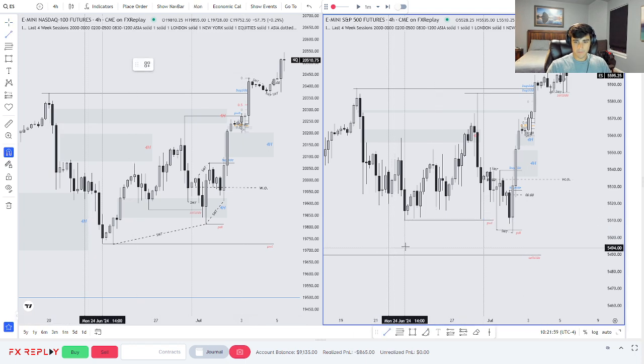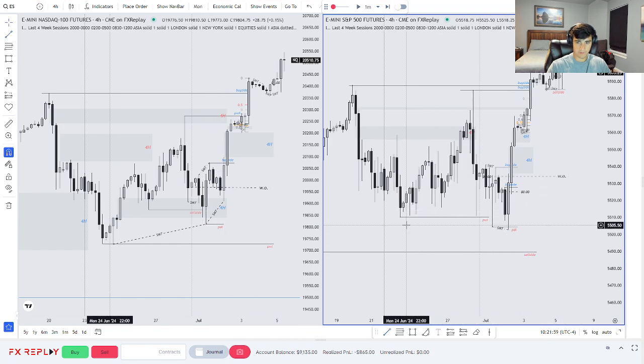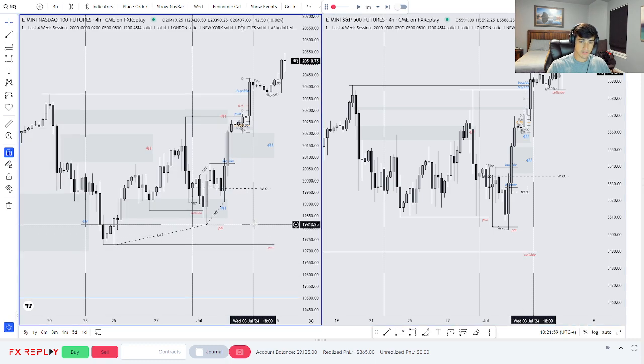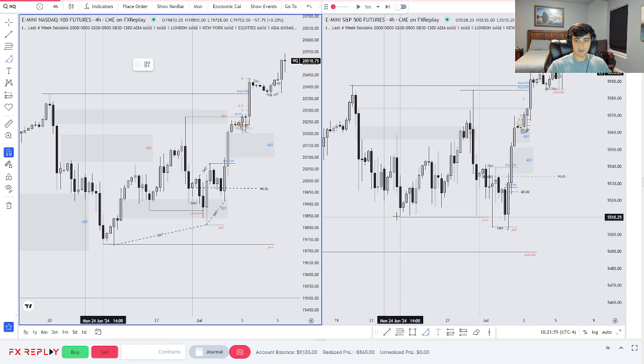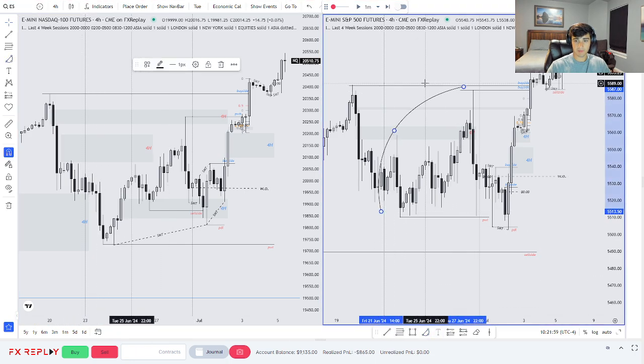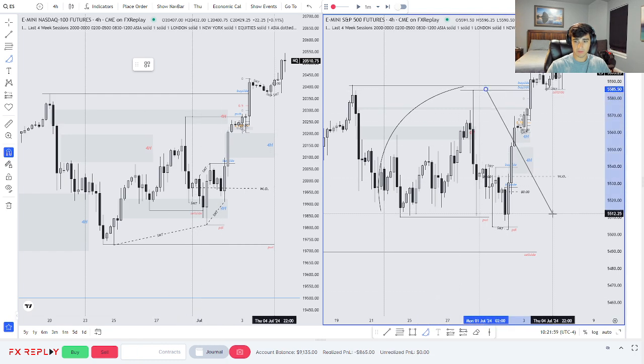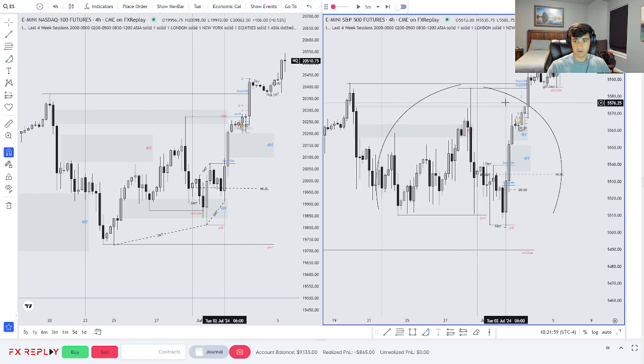Okay, you can clearly see the SMT divergence, right? Here's the previous week low. ES is running out the previous week low, NQ is not. So that is a cracking correlation, and that's going to confirm the end of this sell model and the start of a buy model. And this happens over and over and over again.